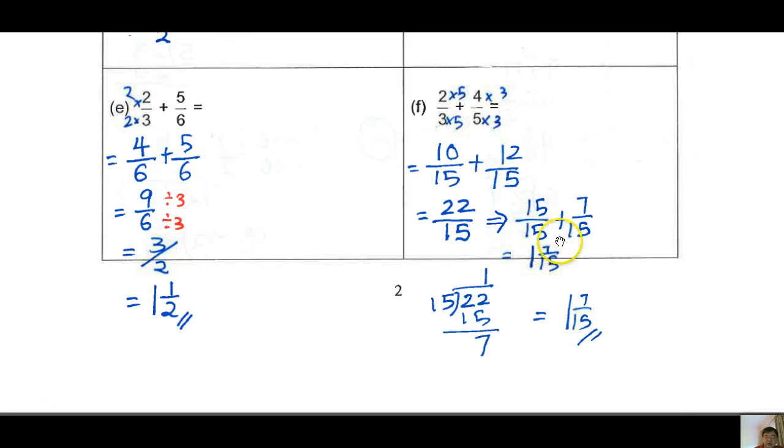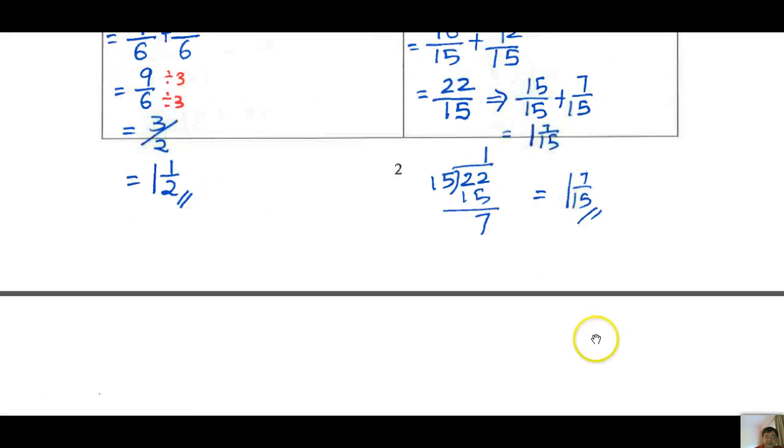So to convert, there's one way. One of the ways is you get out of 22, there is a 15 plus 7. 15 over 15 is 1 whole, and 7 over 15 over here. The other method is to straight away take 22 divided by 15. Can you see? 22 divided by 15, you get this, the answer. Next.